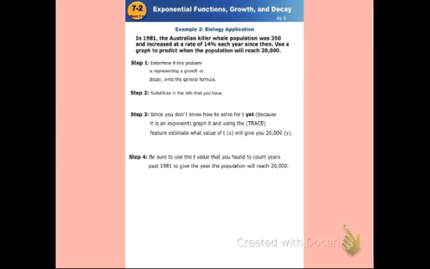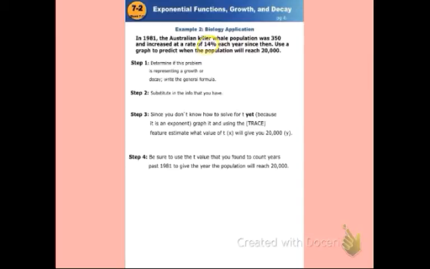Okay, so we're going to wrap up this lesson by looking at a couple of real-life examples, because isn't that exactly why we study mathematics, so we can apply it to real life. So in 1981, the Australian killer whale population was 350 and increased at a rate of 14%. Well, that's good to hear. It's increasing by a rate of 14% each year since then. Use a graph to predict when the population will reach 20,000. Well, first of all, the first step is we need to determine if this problem is representing growth or decay.